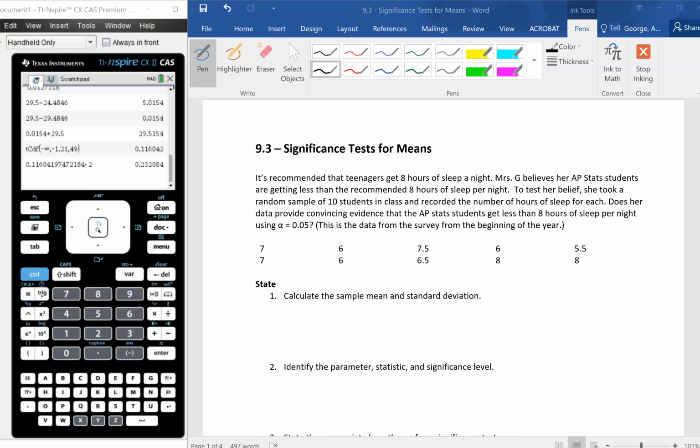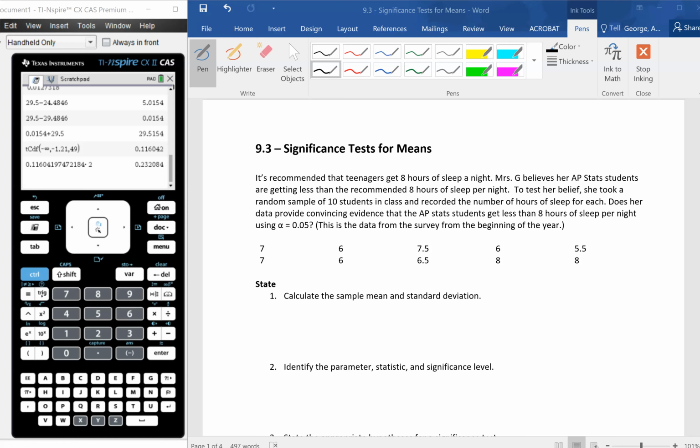All right, so first off, problem 1. It's recommended that teenagers get 8 hours of sleep a night. Miss G believes her AP Stat students are getting less than the recommended 8 hours of sleep per night. I am shocked to think you guys are getting less than 8 hours of sleep a night.